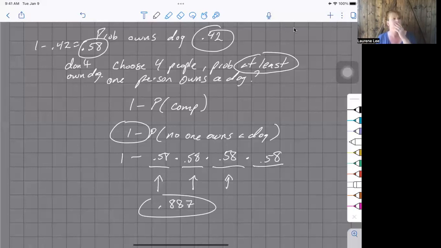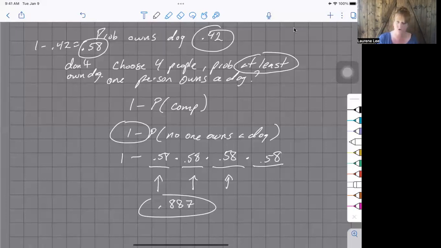Now think about this. If you're picking 4 people, okay, 42% of the population owns a dog. What's the chance that you get at least one person who owns a dog? That's pretty high. These "at least" problems are usually pretty high.